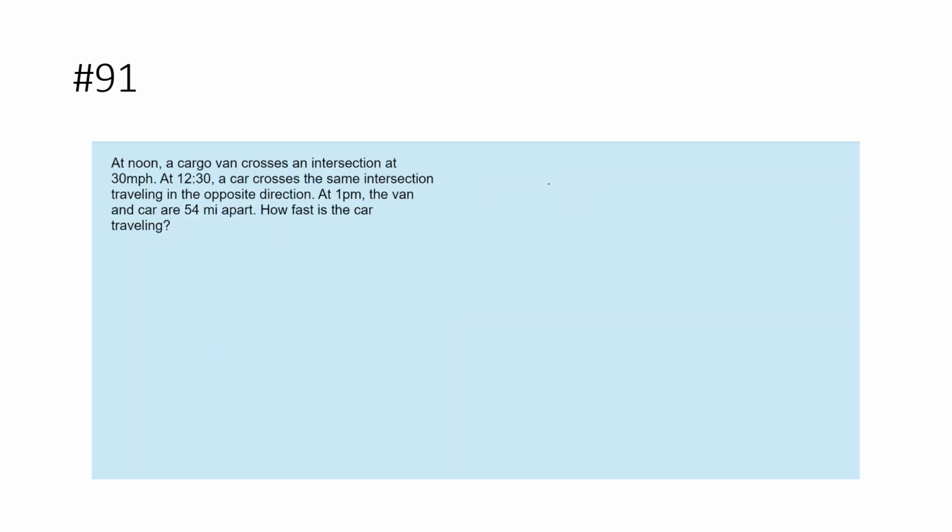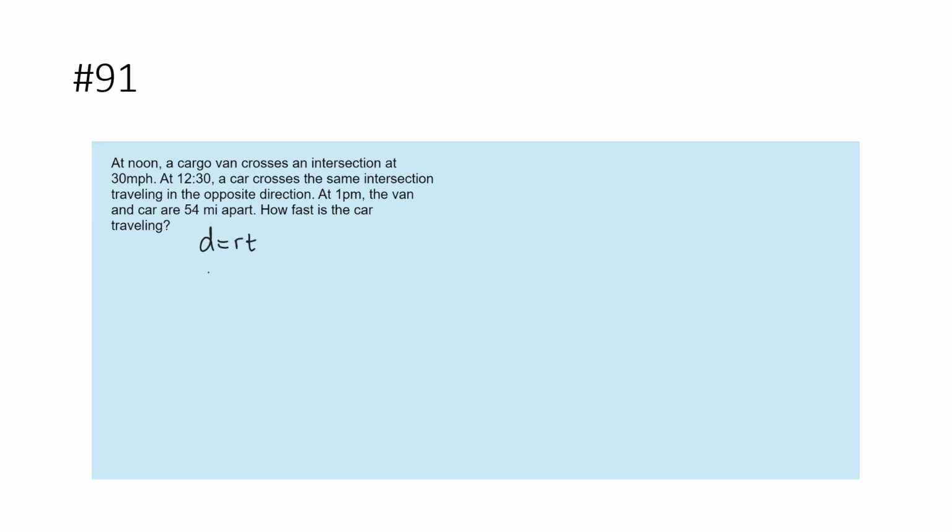At noon, a cargo van crosses an intersection at 30 miles per hour. At 12:30, a car crosses the same intersection traveling in the opposite direction. At 1 p.m., the van and the car are 54 miles apart. How fast is the car traveling? All right, so we're going to use our formula: distance equals rate times time. This one, D equals RT.